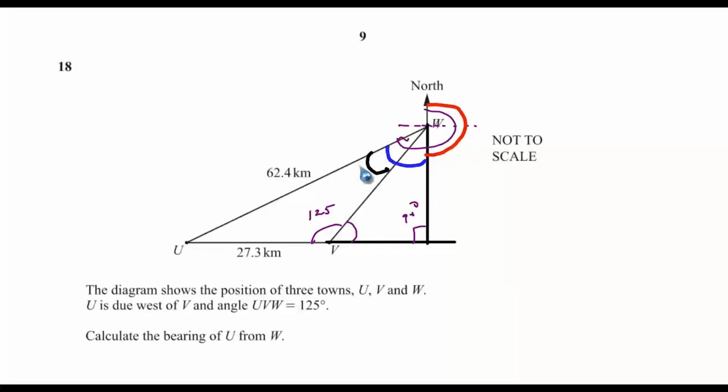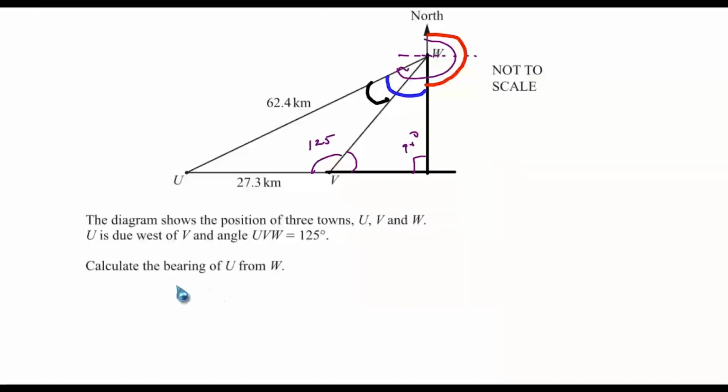Okay, so once we calculate the angle here, then we are pretty good to go. So let's calculate this angle using sine rule. 62.4 over the corresponding angle, which is 125. It will be sine 125, equals 27.3, and the corresponding opposite angle is angle y. Let's label this y. So it will be over sine y.